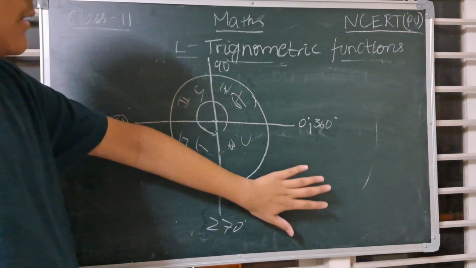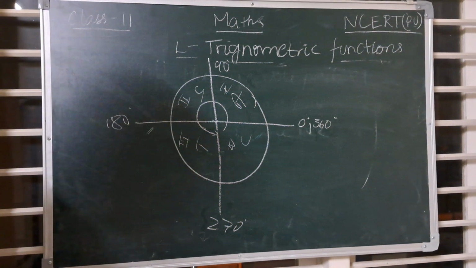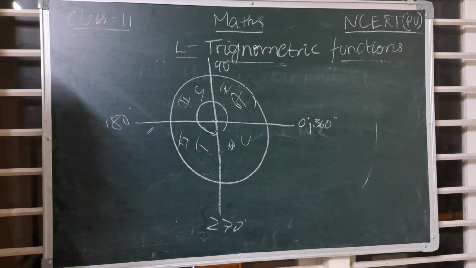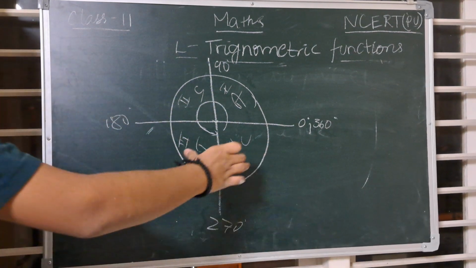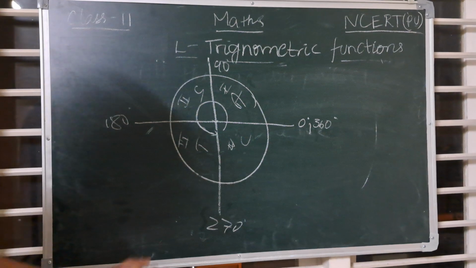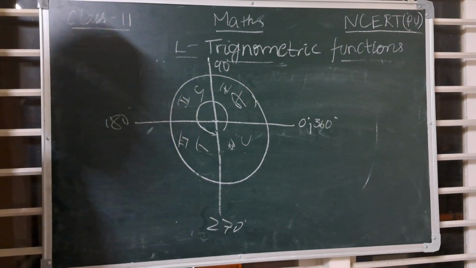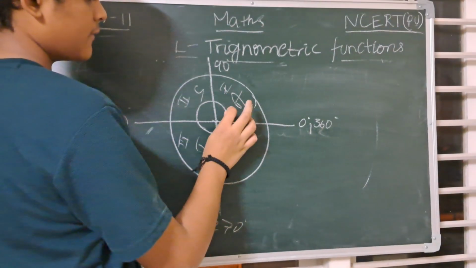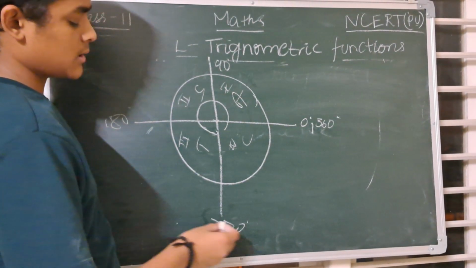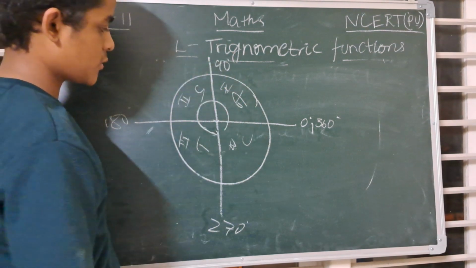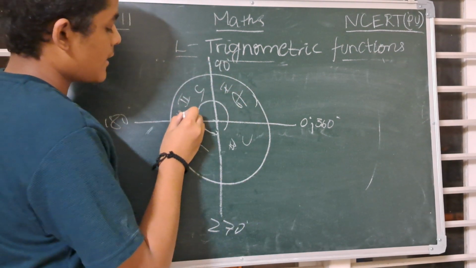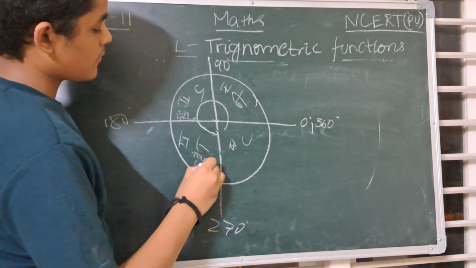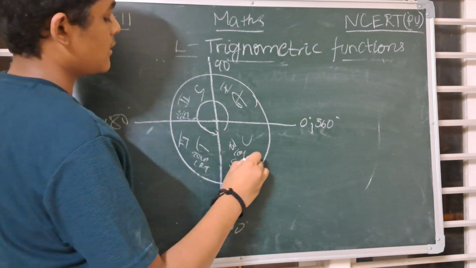All the trigonometric sums which we are going to solve in exercise 3.2 are completely based on this ASTC rule. If we know this ASTC rule properly, only then can we solve exercise 3.2. So I will revise once again. In the first quadrant, all the trigonometric ratios are positive. In the second quadrant, only sine and cosecant. In the third quadrant, tan and cot. And in the fourth quadrant, cos and secant are positive.